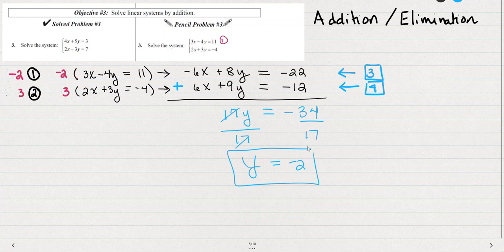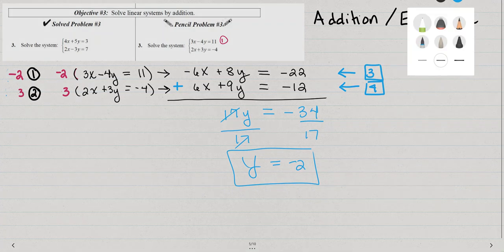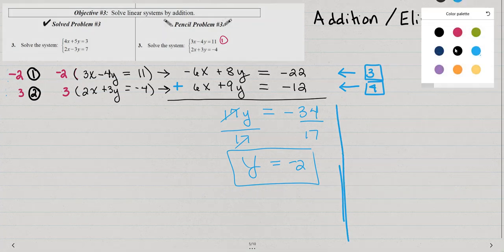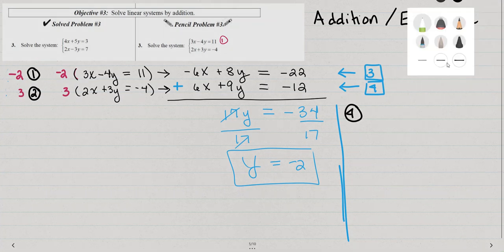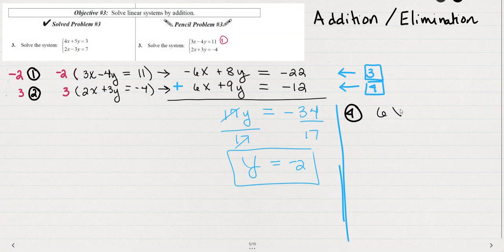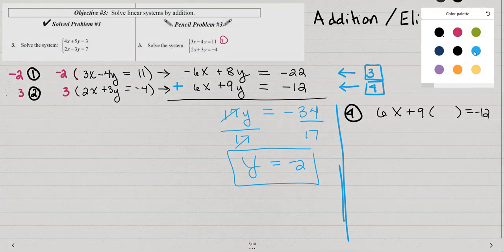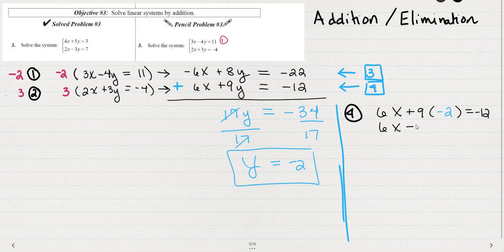I can easily go back to equation 3 or 4 to solve for x. I'm going to take equation 4. So for equation 4, we have 6x plus 9y is negative 12. And in place of y, I'm going to put negative 2. So we have 6x minus 18 is negative 12. Adding 18 to both sides, we'd have 6x equals negative 12 plus 18, or positive 6. When I divide both sides by 6, I'll get x equals 1.